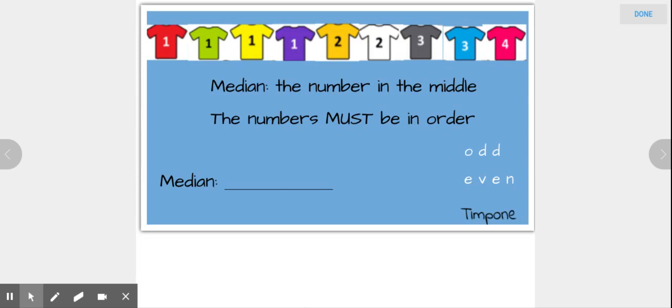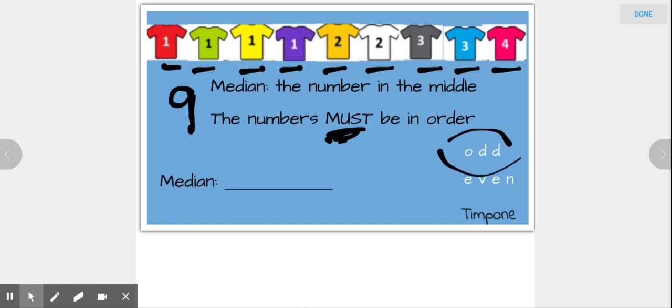Now let's find the median. The median is the number in the middle. The key to getting this is that the numbers must be in order. So since I already put them in order, I made my work a little bit easier. I am going to count the data again just to see if it is an even or odd set. 1, 2, 3, 4, 5, 6, 7, 8, 9. So my set of data is 9, which makes my set odd.